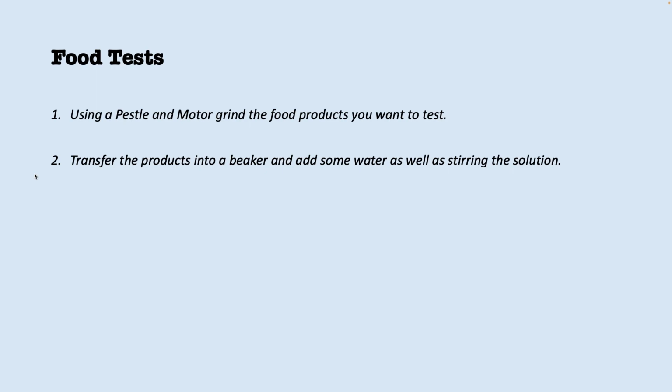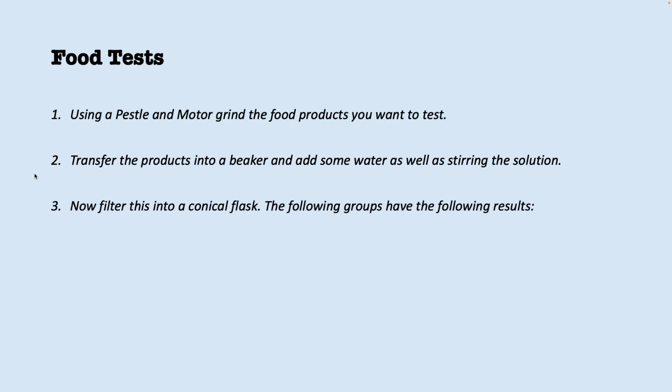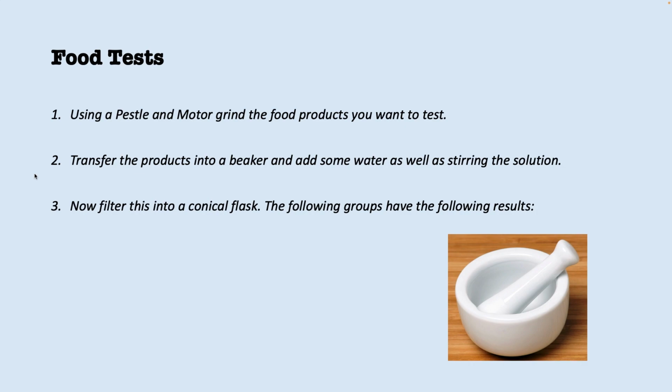And for any insoluble food molecules you don't want in there, you would use a filter paper and filter funnel to filter out the insoluble pieces of the food sample, and then in a conical flask you will have the solution. Here's an image of what a pestle and mortar look like. You would use this to grind your food products into smaller soluble pieces. Now, once you have your solution in your conical flask, you can see a more visible color change.